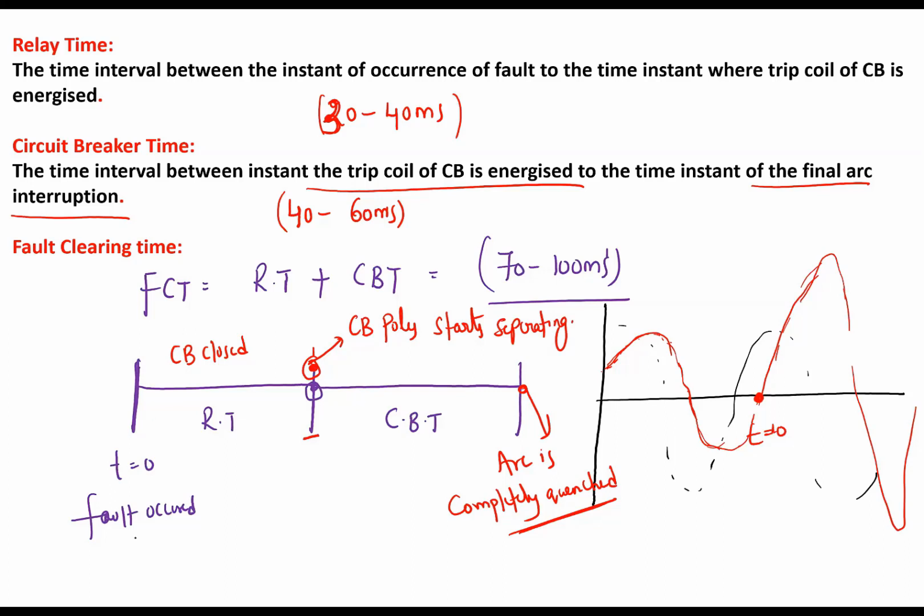So at the time at which the fault occurred, the relay will act. It will take some time to sense the fault and give a trip command to the circuit breaker. And once the trip command is received, the circuit breaker poles start separating. Once they start separating, the arc is formed. So the point where the arc is finally quenched, that means the arc will not restrike, then the fault is completely cleared. Understand?